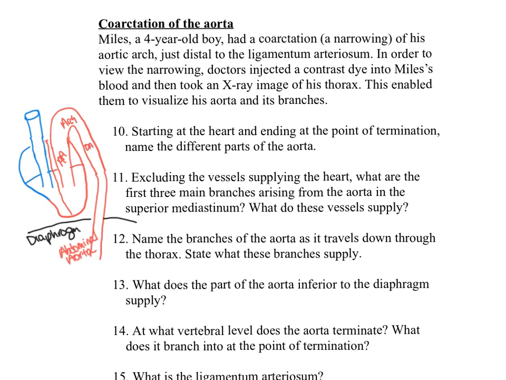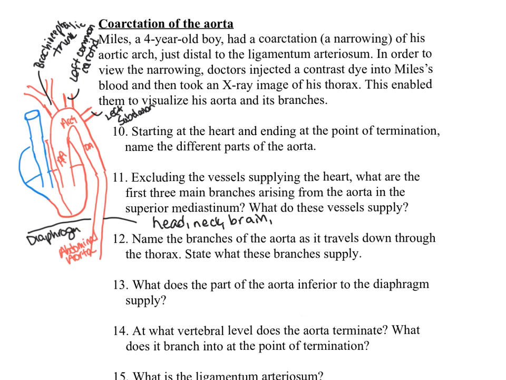Number 11. Excluding the vessels supplying the heart, what are the first 3 main branches arising from the aorta in the superior mediastinum, and what do these blood vessels supply? So the 3 main branches are the brachiocephalic trunk on the right, the left common carotid artery, and the left subclavian artery. These branches supply the head, neck, brain, upper limbs, and some of the thoracic wall, the associated muscles, and the breast tissue.